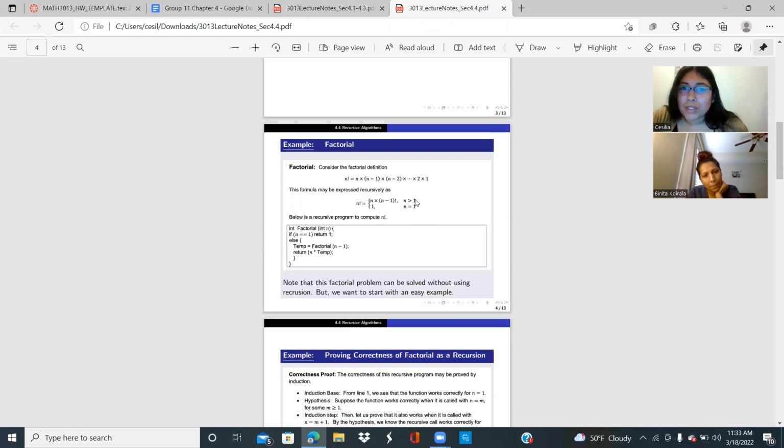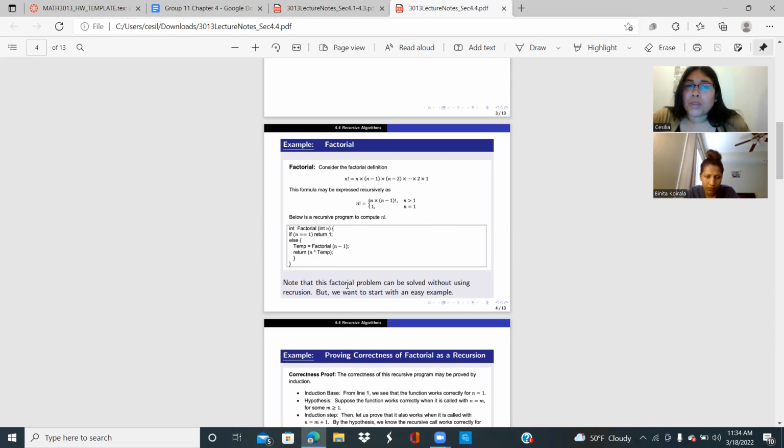So if n is greater than 1, then n times (n minus 1)! follows this rule right here. But if n is equal to 1, then it's 1 by itself. So in order to program and compute n! as a factorial function, if n equals 1, then return 1. Else, which is this first part of the rule, temp equals factorial of n minus 1, then return n times temp, and so forth.